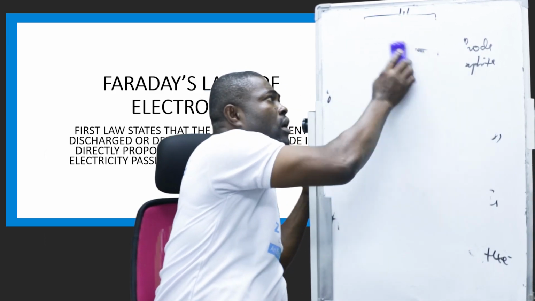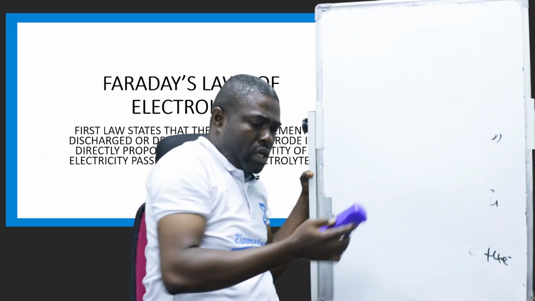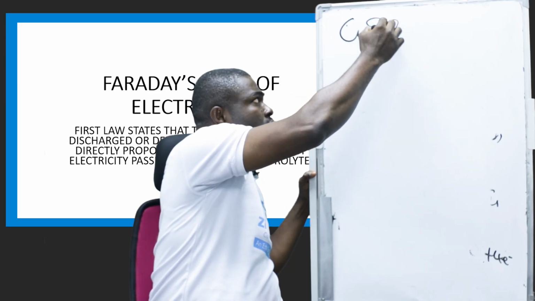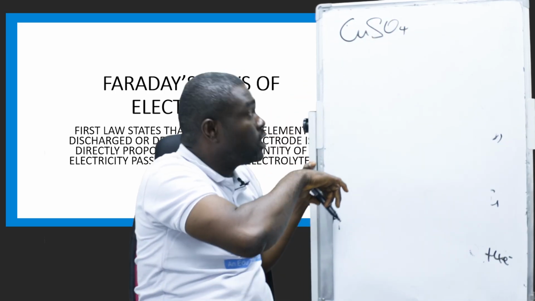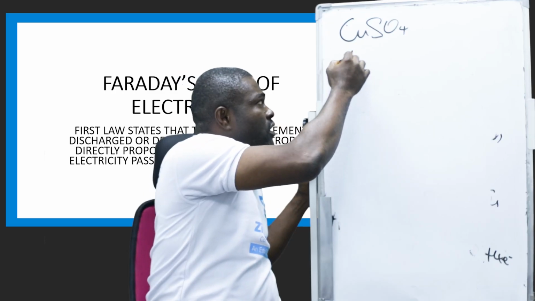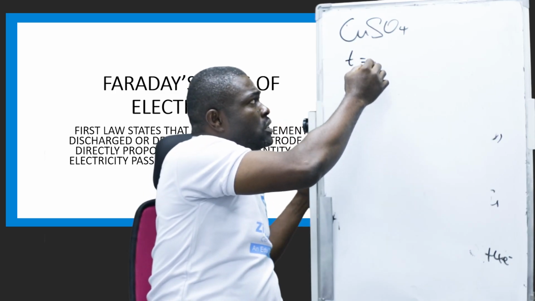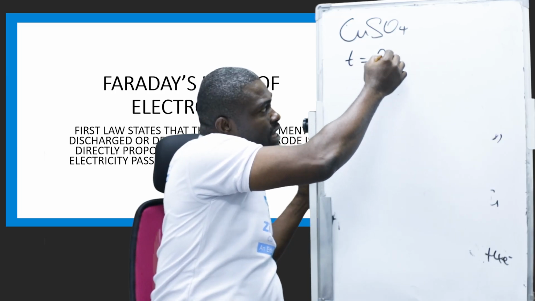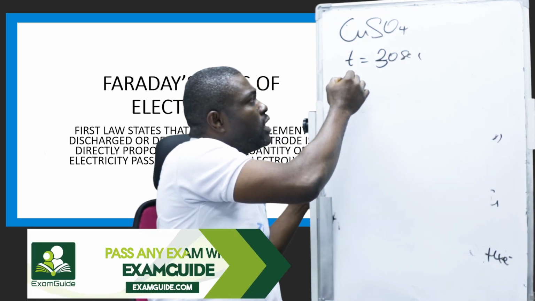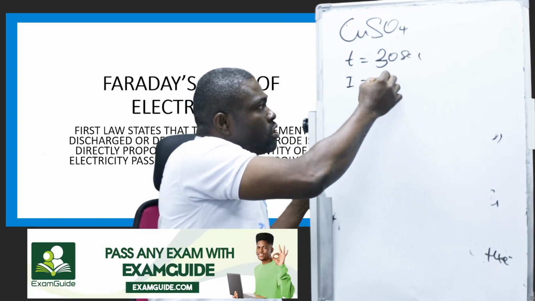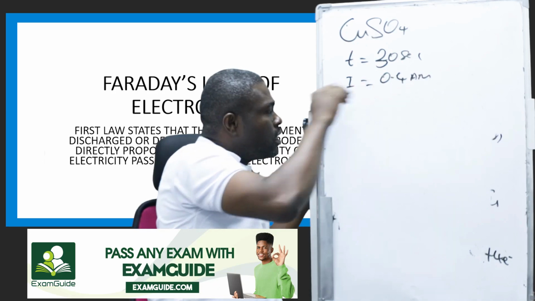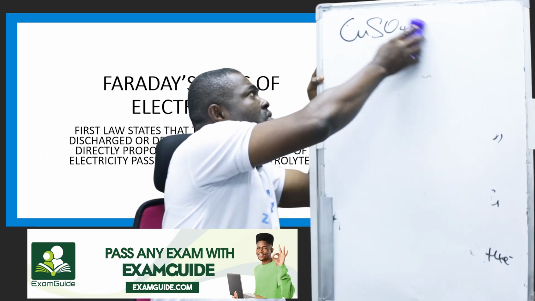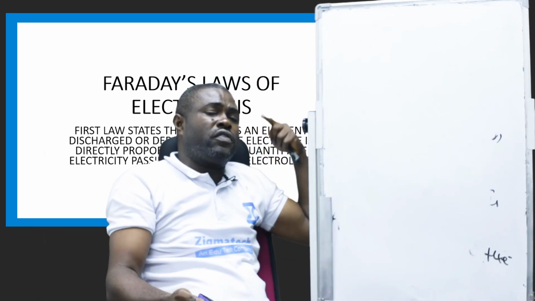Okay, now, imagine the electrolyte is copper sulfate, right? Imagine the time given is 2 or 30 seconds, and the current is 0.4 ampere. Okay, before I use this formula, let me write down the mathematical expression of that law.